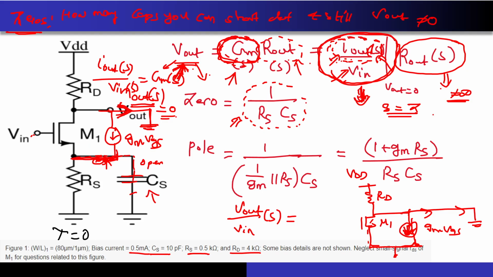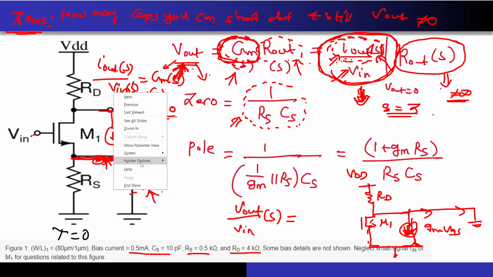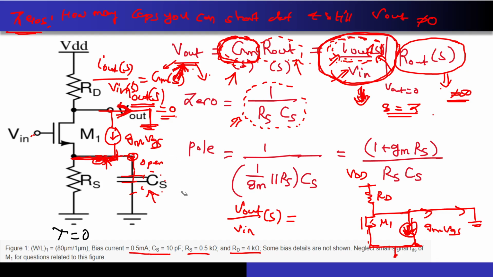Now, if I want to find out the pole of the circuit, how can I find out the pole? At the output, there is no capacitance. The only capacitance I am able to see is at this particular point. So the net capacitance is just CS. Give me a second, I need to erase this because too much of khichdi has been made over here.